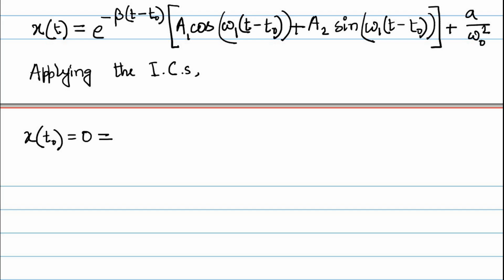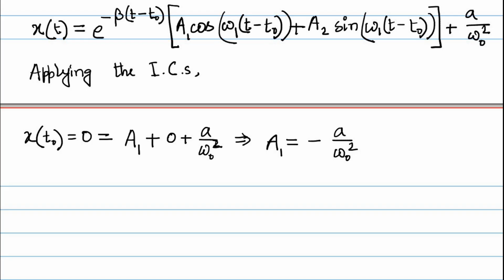And inside the brackets, what do we have? We have a1, then cosine of 0, that's just 1. And then the next term is sine of 0, well, that's 0. And then plus a divided by omega naught squared. That tells us that the value of a1 should be negative a divided by omega naught squared. Okay, so that's one down.